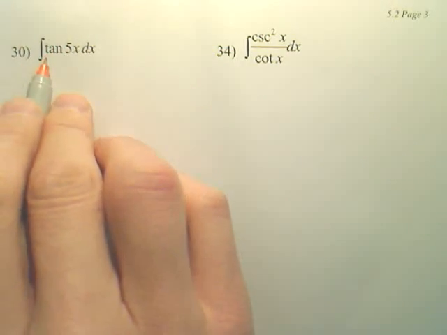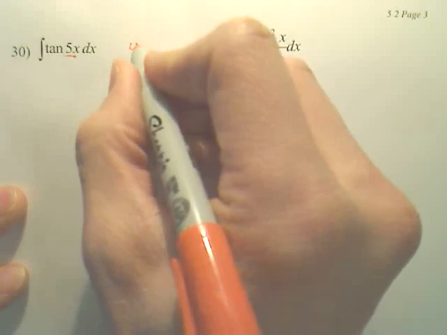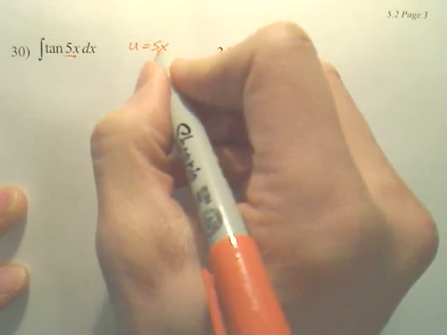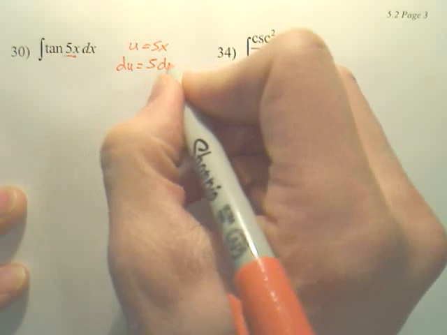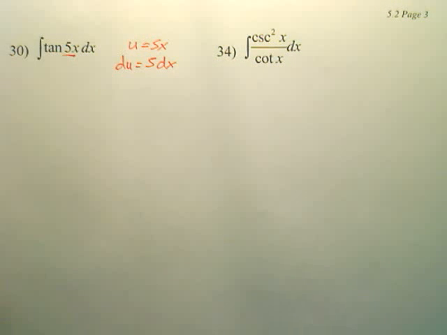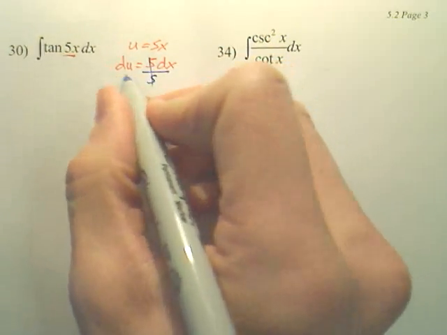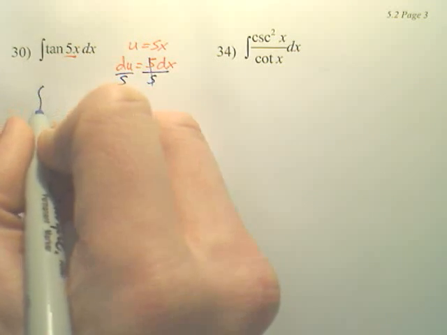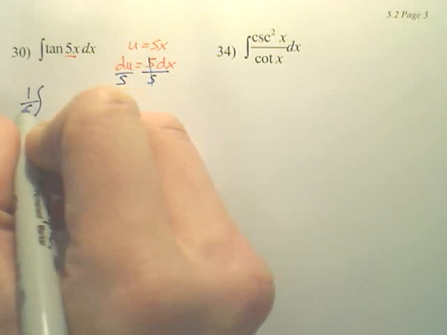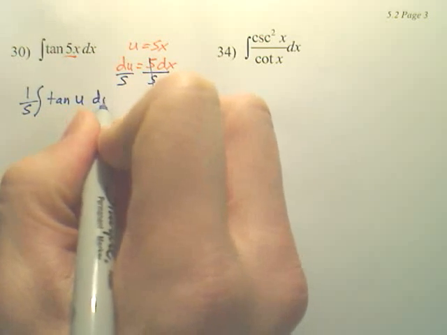Class, number one, let's integrate this. In order to integrate this, you first have to make that u, which means that du would be 5 dx, and to get dx by itself, there you go. So it looks like we're going to end up with the integral of 1/5 tangent u du.